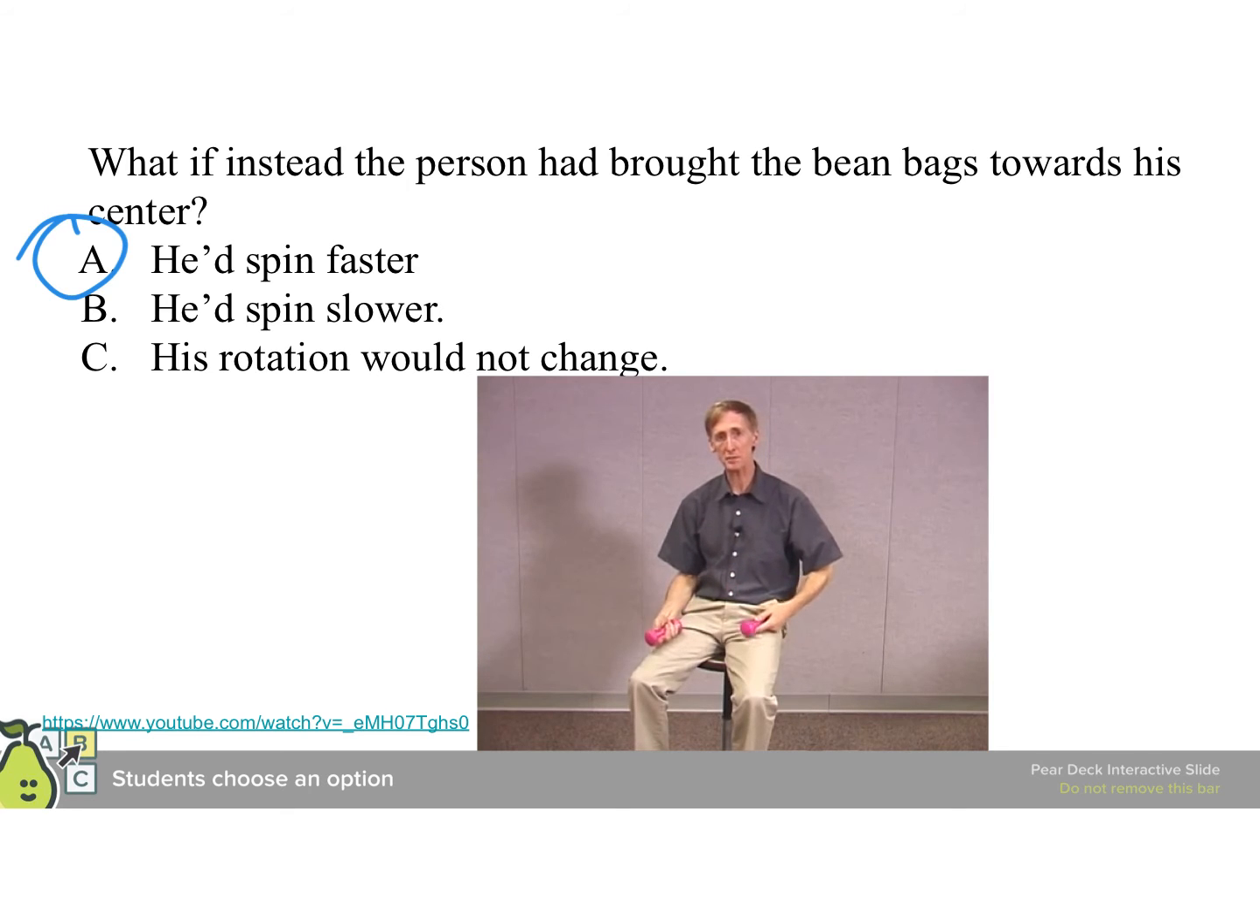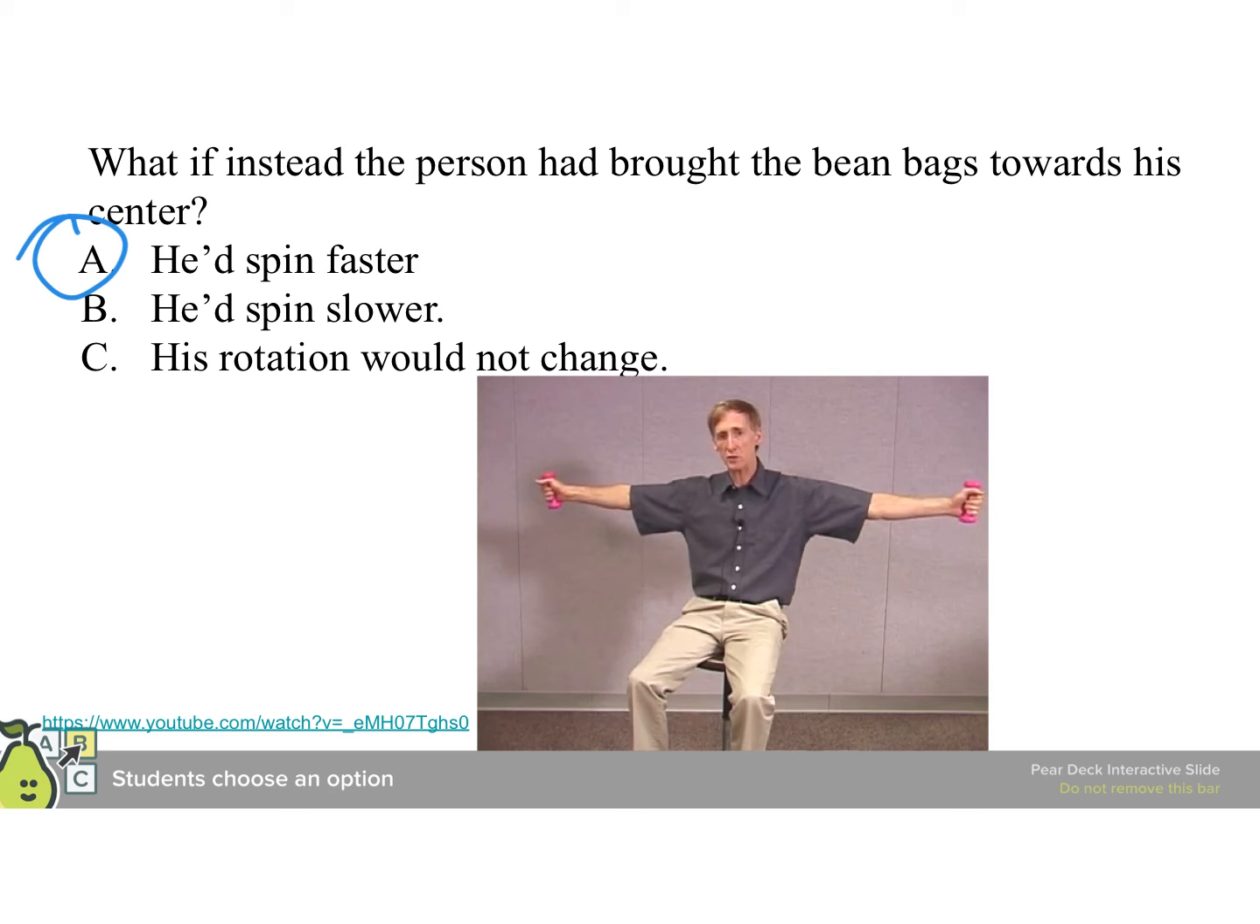Now, the angular momentum is the product of the rotational inertia and the angular velocity, and that remains constant as long as we don't have a net external torque. So at the beginning, I had a large rotational inertia and a relatively small angular velocity. When I pulled my arms in, my rotational inertia went way down and my angular velocity went way up in order to keep the product of the two a constant.